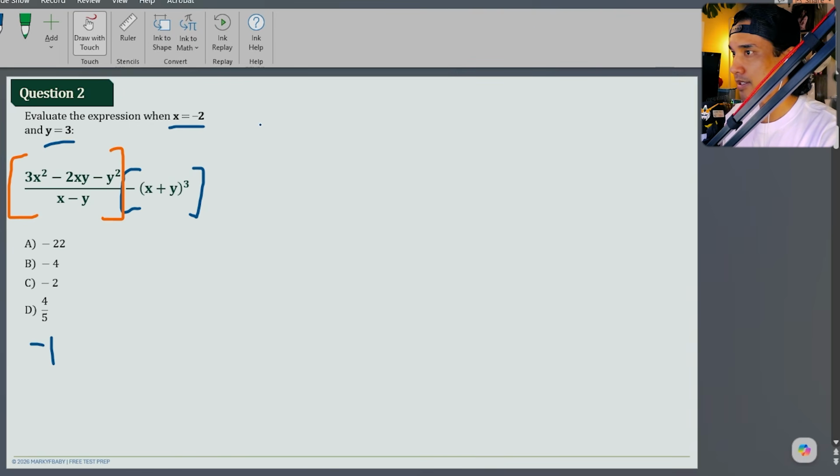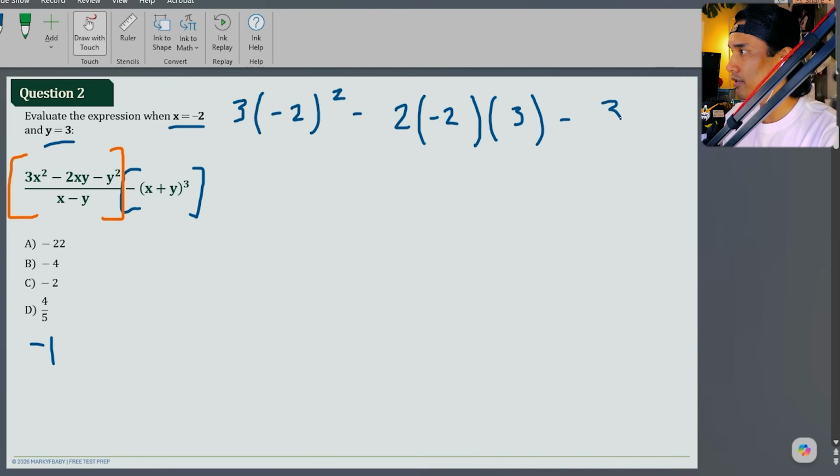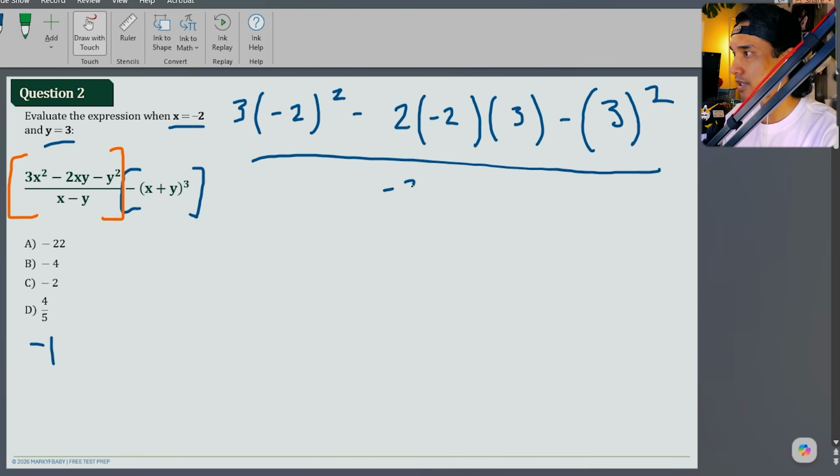So let's go ahead and just do 3, and then this is -2 squared minus 2, -2, 3 minus 3. I'm going to put this in parentheses, squared. Everything is over x, which is -2, minus, and then y, 3. So let's go ahead and do it. So what is -2 squared, right? That is 4. What is 4 times 3?